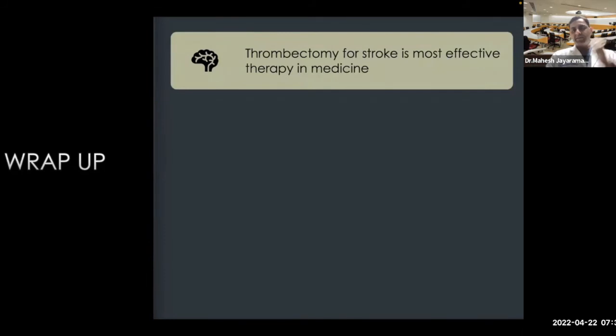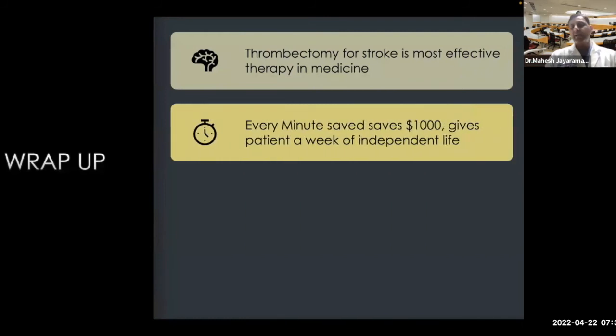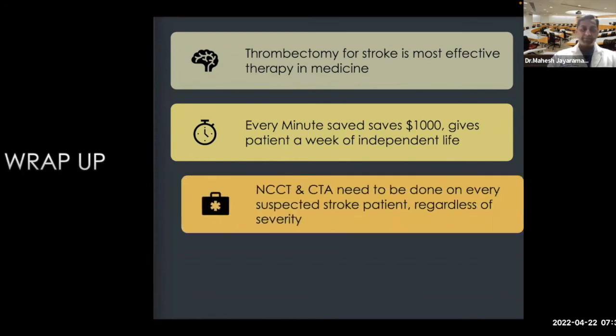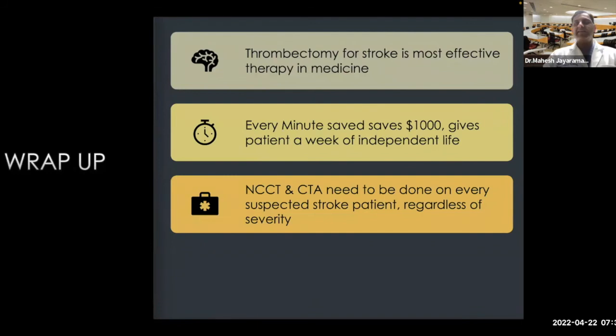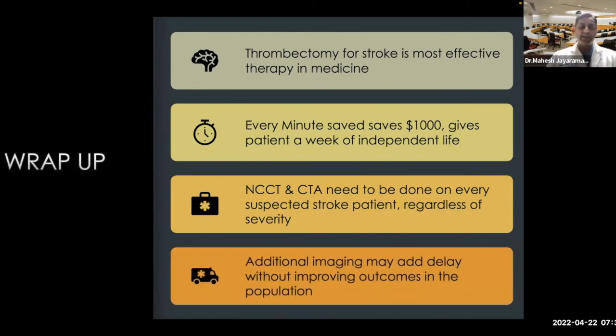Number one, thrombectomy for stroke is the most effective procedural therapy in medicine. Simple. Every minute saved saves $1,000 to the healthcare system and gives patients a week of independent life. Non-con CT and CTA need to be done on every suspected stroke patient, regardless of severity. There are no severity score cutoffs that should be used to not obtain acute vessel imaging. And additional imaging beyond those two may add delay without necessarily improving outcomes across a population.